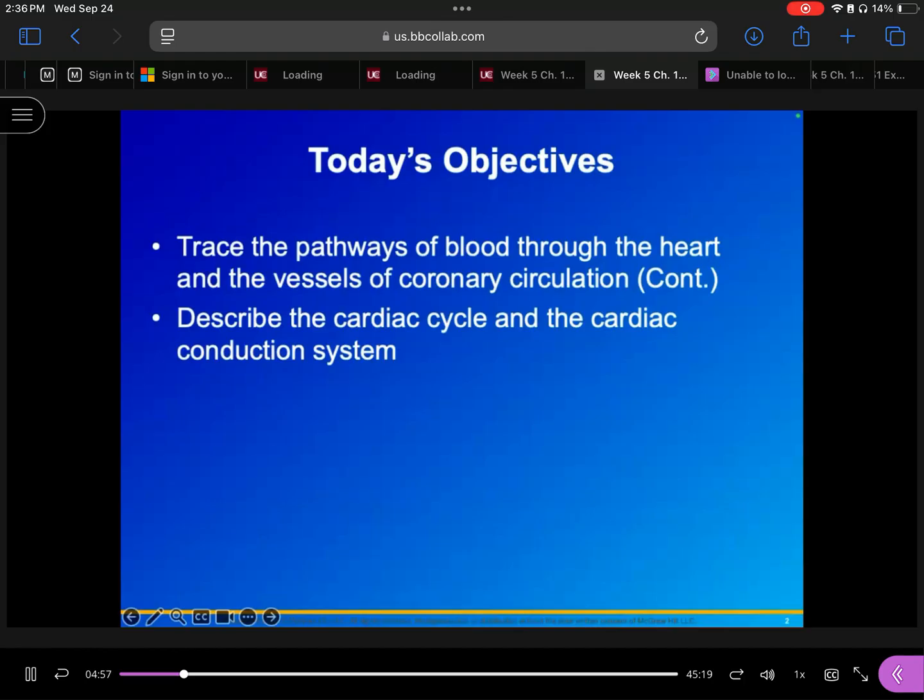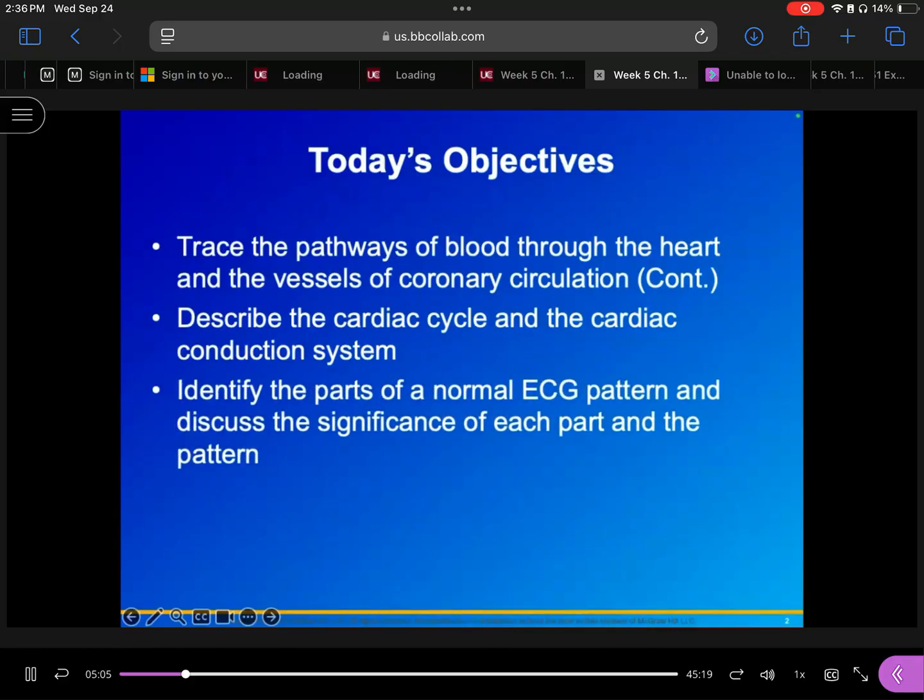All right. We also want to start talking about the cardiac conduction system. It'll be an intro, and we'll go over more stuff later. Last but not least, identify the parts of a normal ECG pattern. It's ECG or EKG. It's basically just the Latin. Anyone know why we usually use EKG?